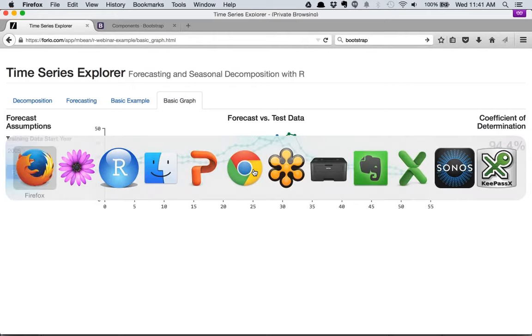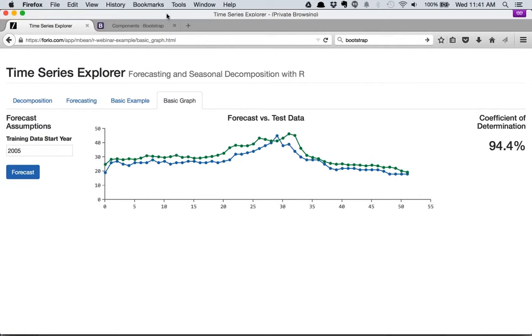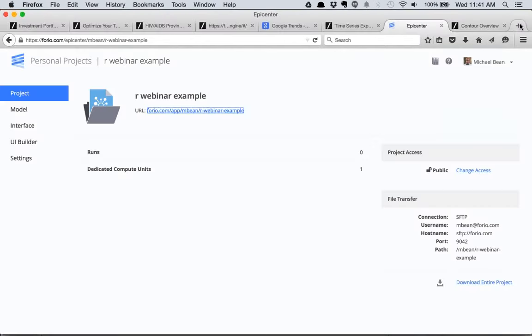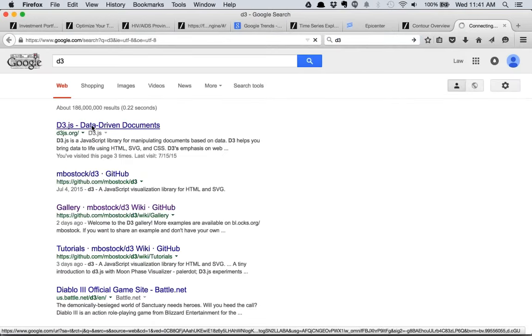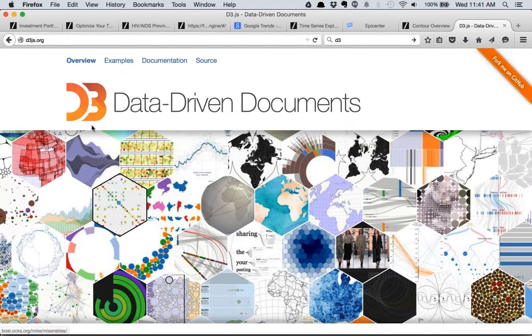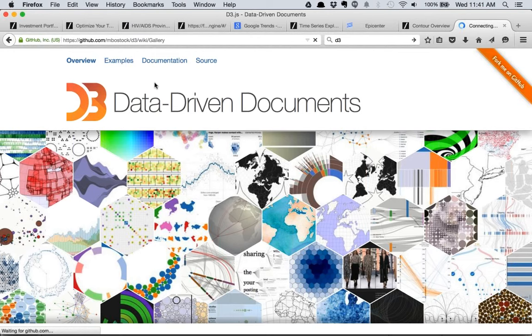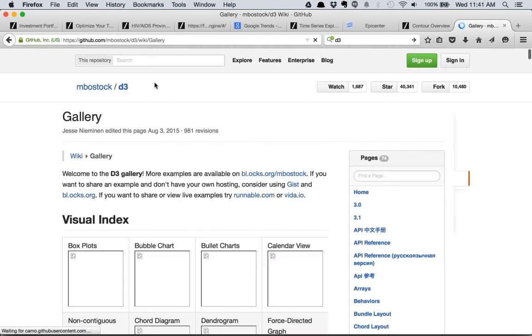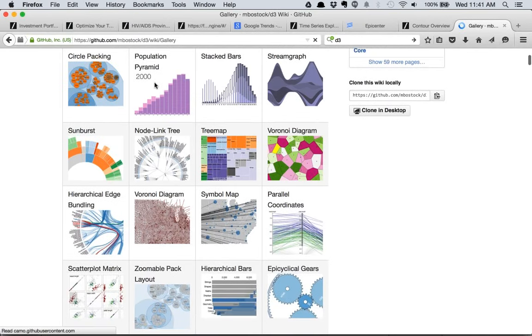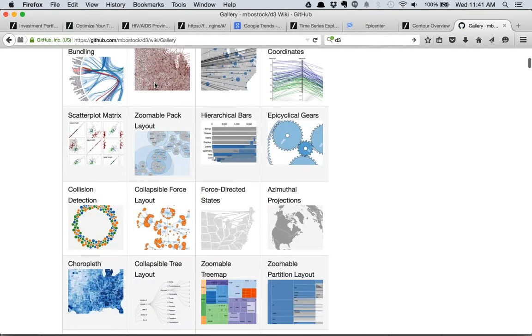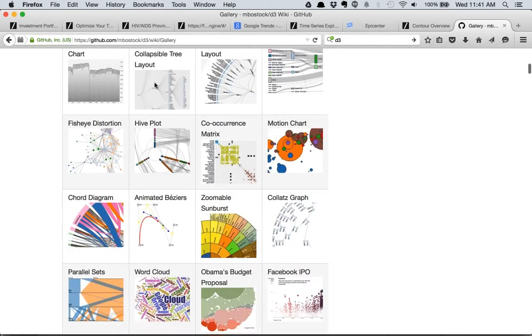Let me show it to you here. Let's see here. There you go. So I'm just going to look up D3 here. And D3 has a lot of power. By the way, you can use D3 directly with Epicenter, but we have a way to do it simpler as well. So here's D3, and all these data visualizations are available as a library that you can pull in, but it can get a bit complex.